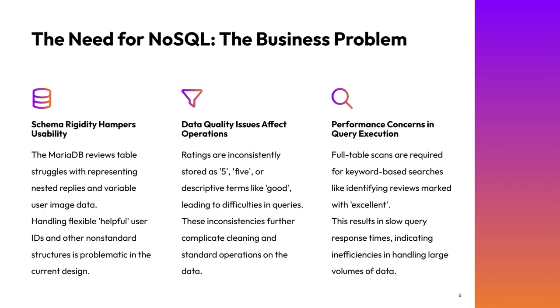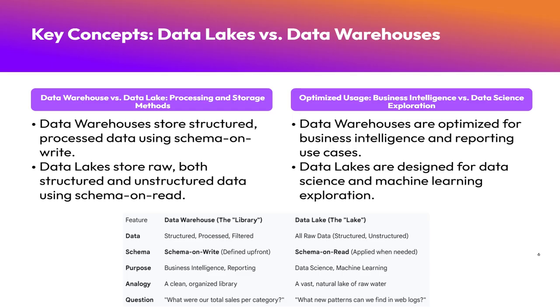Before proposing our solution, it is essential to understand the modern data landscape. We differentiate between data warehouse and data lake. Data warehouse, think of this as a highly organized library. It stores structured, clean, and filtered data. It uses schema on write, meaning we enforce a strict structure on the data before it's stored. It is built to answer known questions for business intelligence.